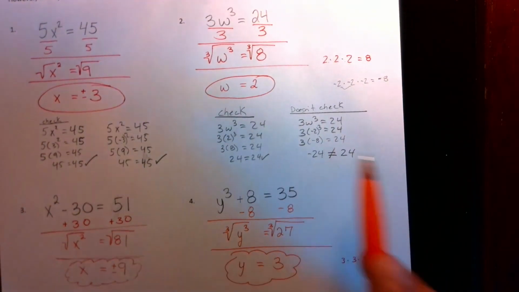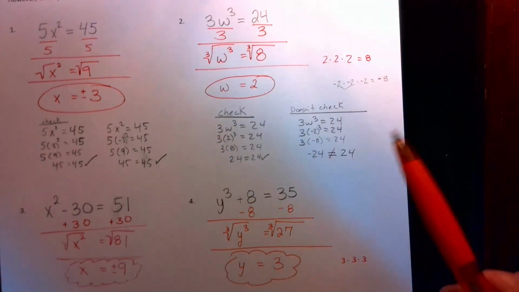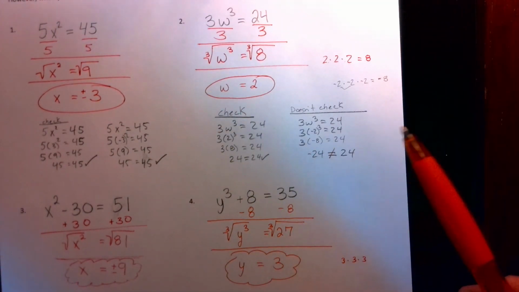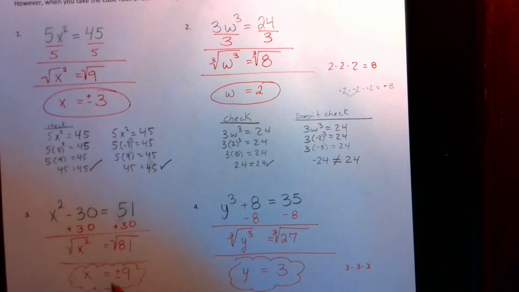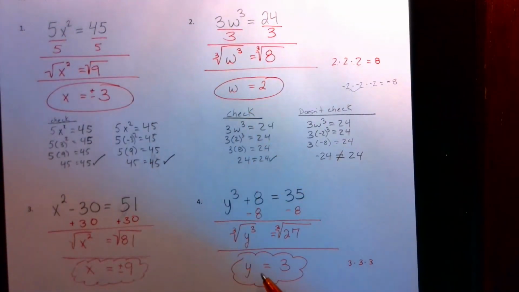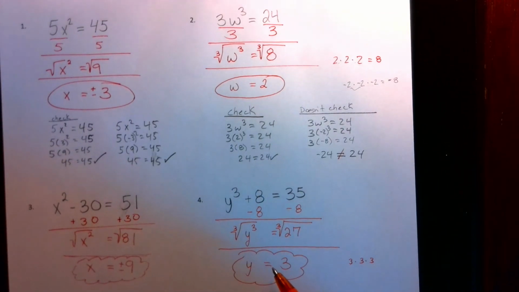So I just showed you this again in case you didn't believe me or thought it was kind of magic coming out of thin air, just to show you again why when you take the square root of an equation you need the plus or minus sign, but when you take the cube root, like on 2 and 4, you do not need the plus or minus sign. Okay? That's it for the lesson for today.